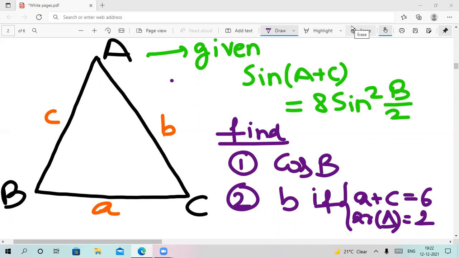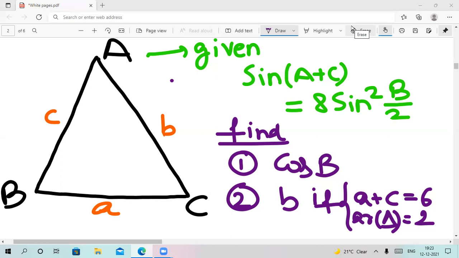The question gives a triangle with side lengths small a, small b, small c opposite to its corresponding angles capital A, capital B, and capital C. It is given that sine of A plus C is equal to 8 times sine square of B by 2. We need to find two quantities: first, the value of cosine B, and second, the side length b, if a plus c is equal to 6 and the area of the triangle is equal to 2.